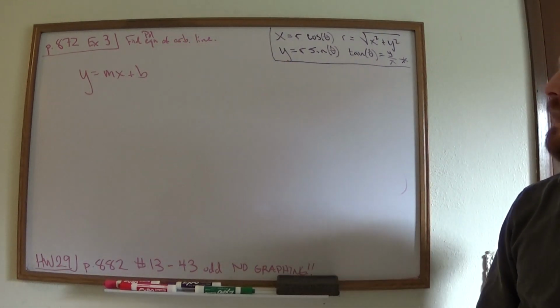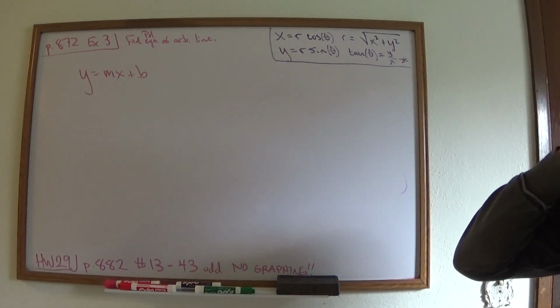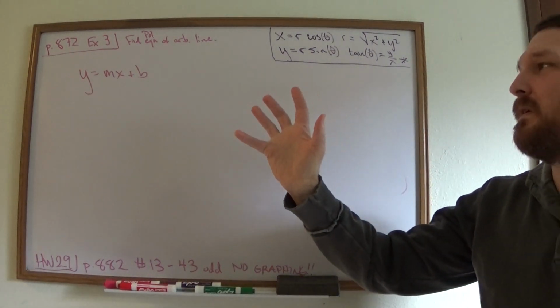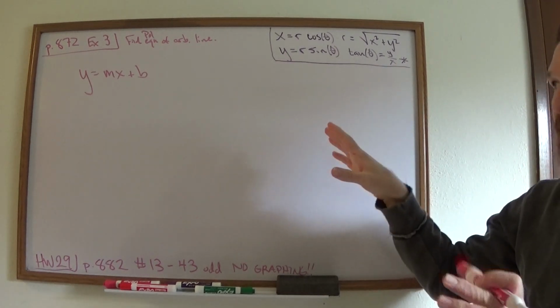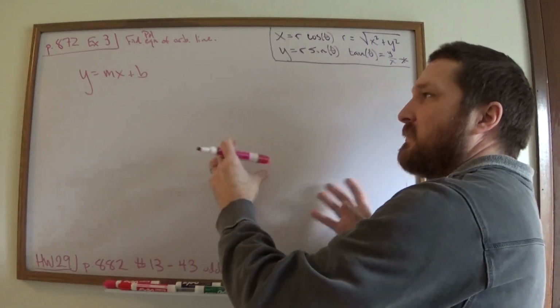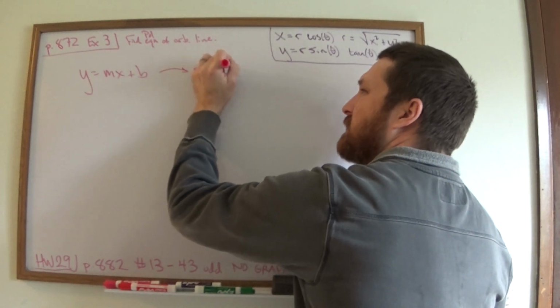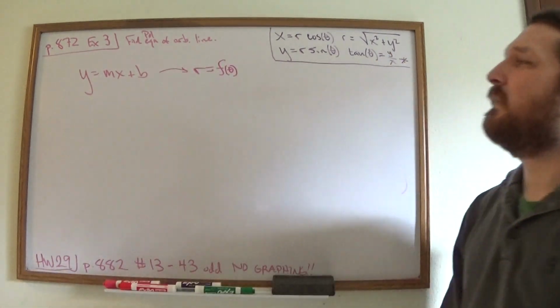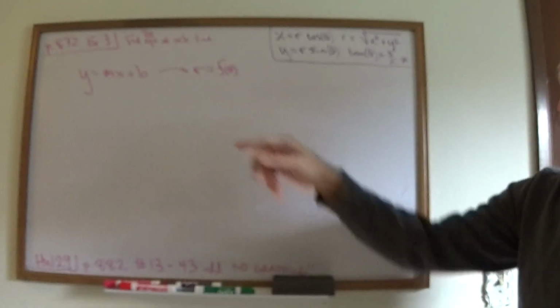Okay, so I need to change my coordinate system. I'm going to go from Cartesian coordinates into polar coordinates, and it's going to be the same object. In the end, we're going to have r equals some junk of theta, right? This is what we want. We want to find r equals some junk of theta. That's what we're looking for. And in the end, it's going to look the same exact way.